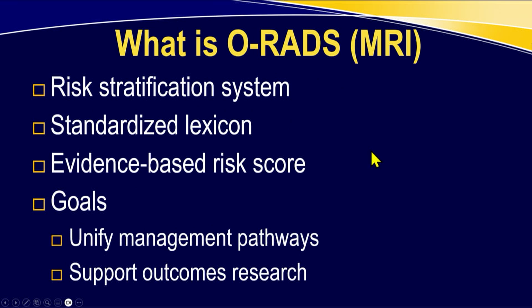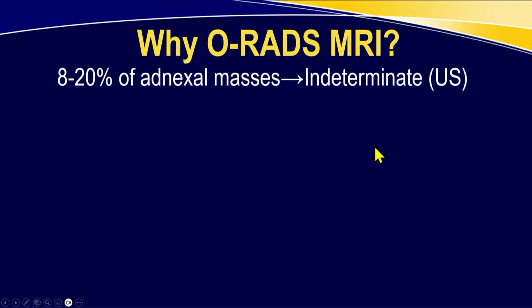So what is O-RADS MRI? Well, it is a risk stratification system that really relies on a standardized lexicon to arrive at an evidence-based risk score. And what are the goals? Well, they're twofold. It is to unify management pathways and support outcomes research. So again, why O-RADS MRI?